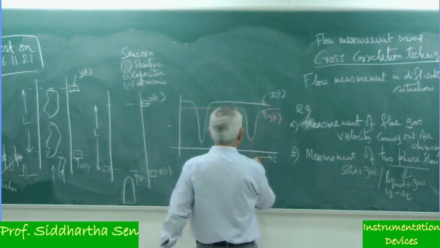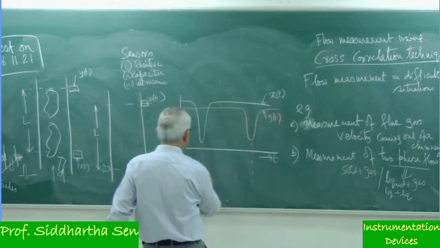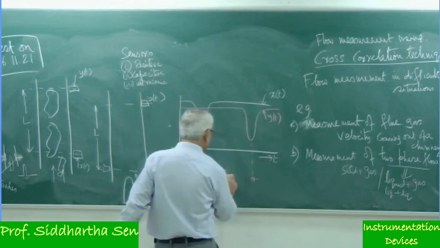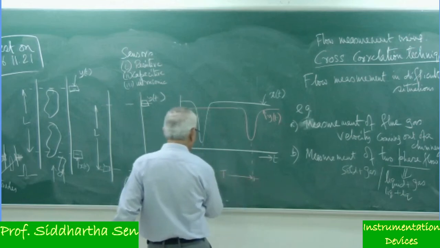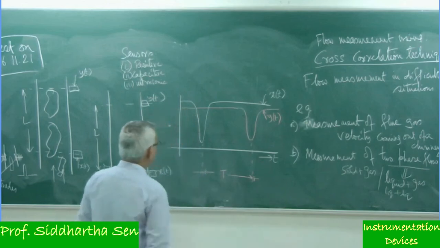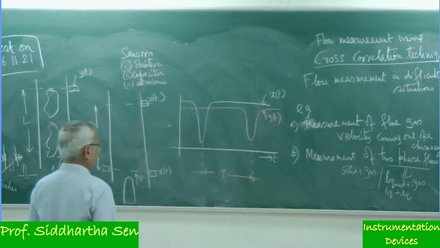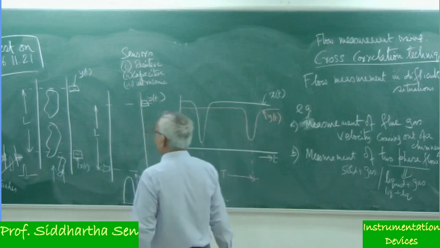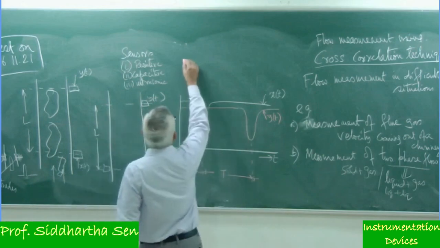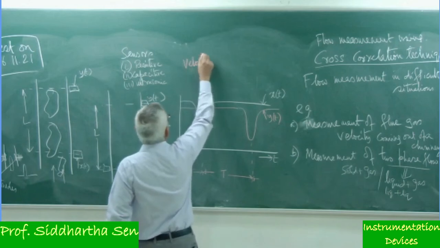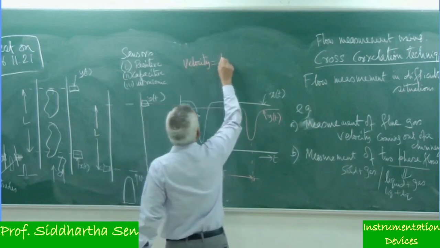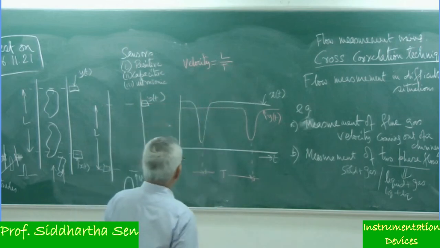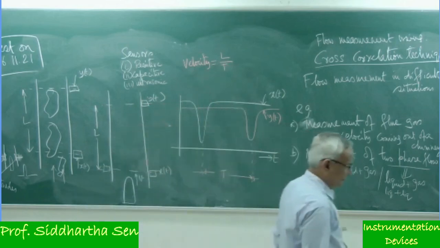So what we can say is that there is a time delay between the two signals received here. If we know the time, then the velocity is equal to L divided by T. It is L divided by T here.